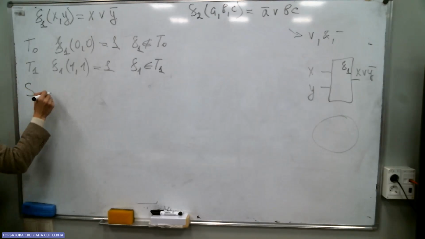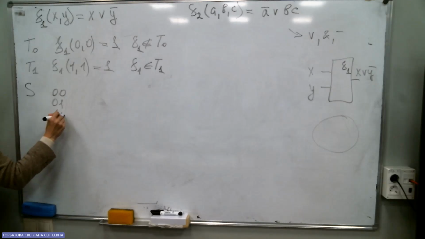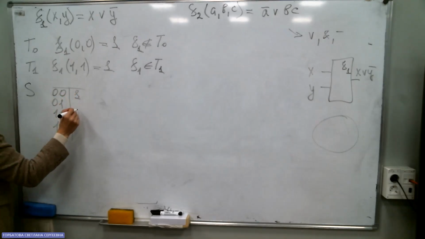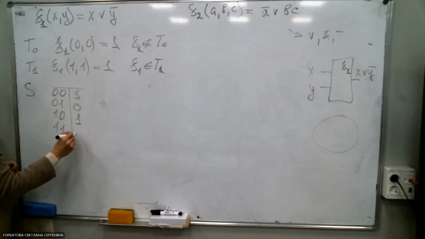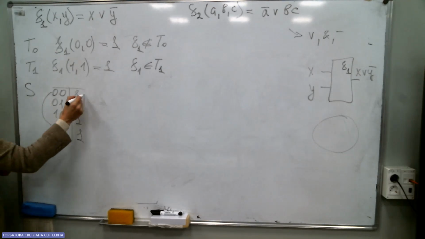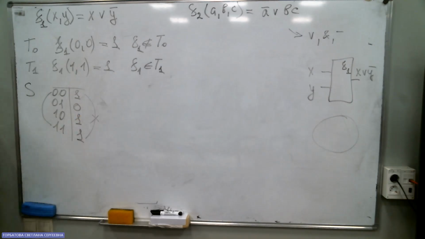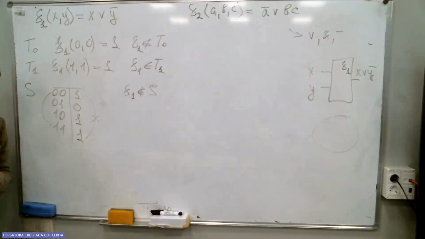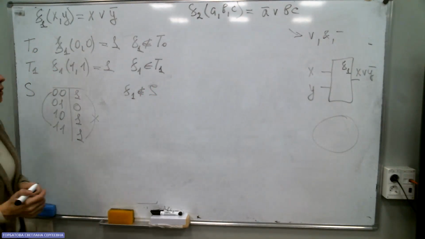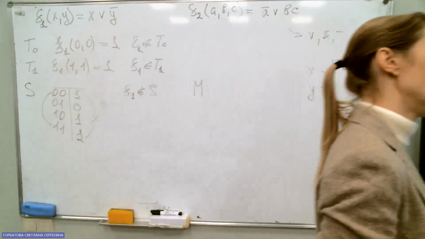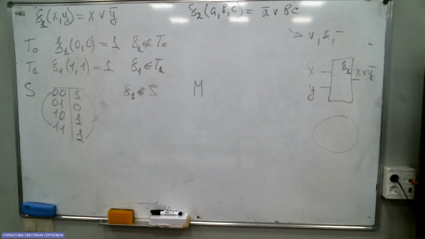Now self-dual: 0, 0 gives 1; 0, 1 gives 1; 1, 0 gives 1. Opposite pairs must give us opposite results. Not correct. Here it is correct, but it doesn't matter because one mistake already means F1 doesn't belong to the self-dual class, and it is good for us. And the next one, monotonic. Let's check pairs according to the slide. Another way.